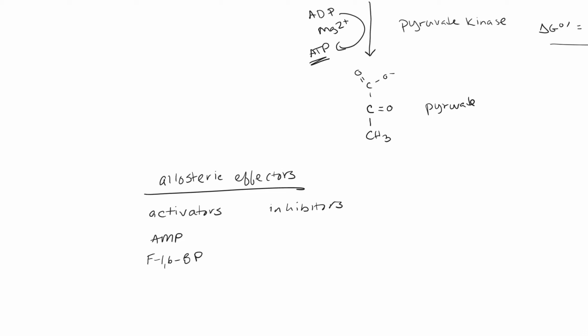Both of these should make sense in terms of rationale, because if we're turning glycolysis up by driving it to completion through increased activity of pyruvate kinase, that should indicate an overall need for more energy. So low energy status indicators like AMP make sense. Now, in terms of inhibitors, inhibitors include ATP, acetyl-CoA, and alanine.